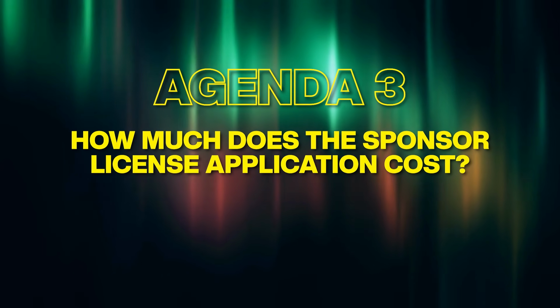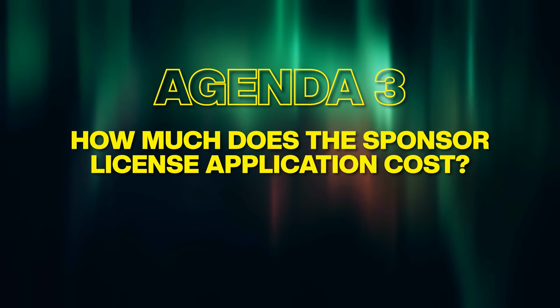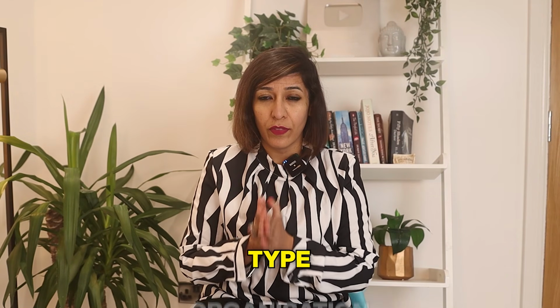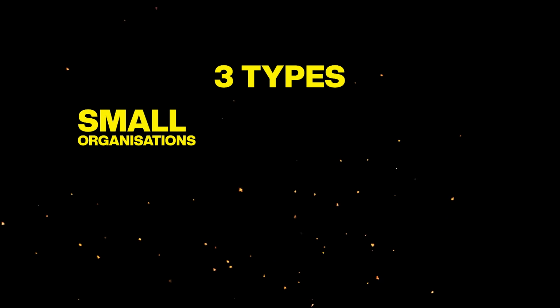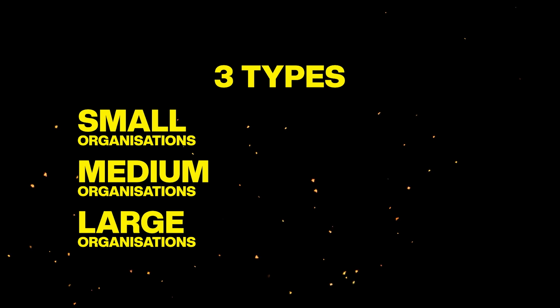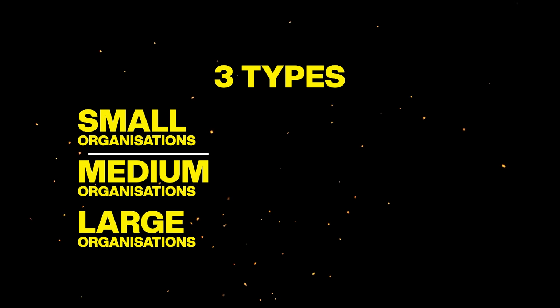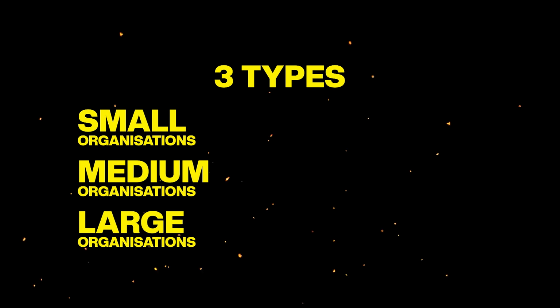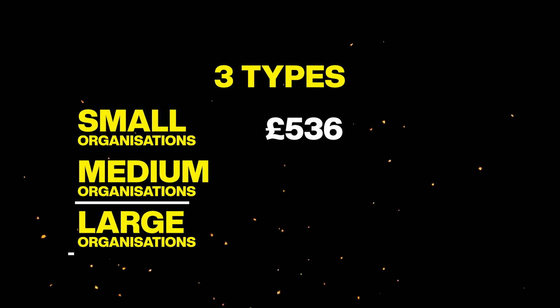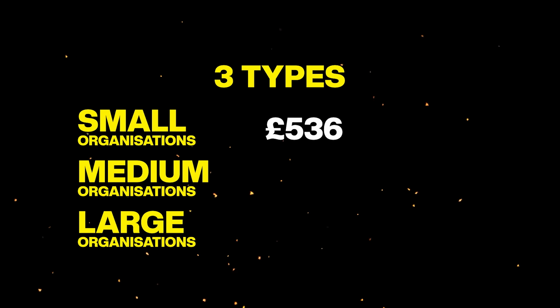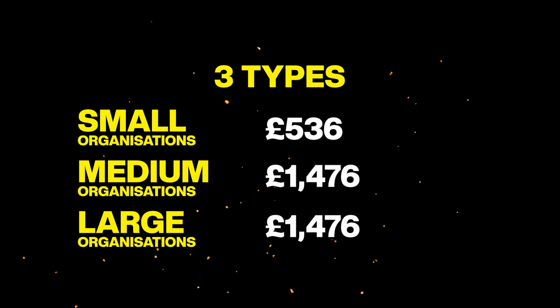Agenda number 3, how much does a sponsor license application cost? The fee for a sponsor license depends on the size and type of the organization. This application fee is payable every time the sponsor renews their license, which is every 4 years. So there are 3 types: small organizations, medium and large organizations. Small organizations are required to pay a sponsor license fee of £536. Medium and large organizations are required to pay a sponsor license fee of £1,476.